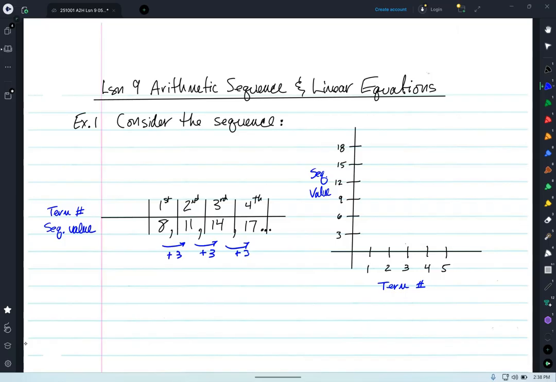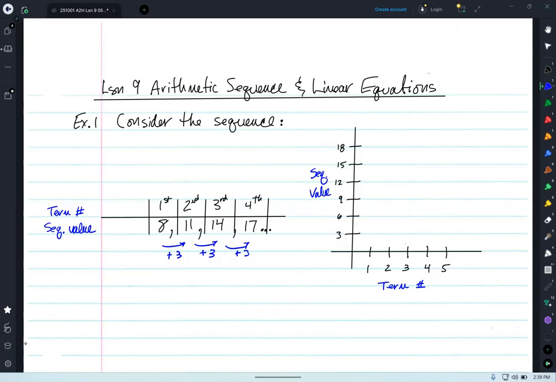Wait, but why are there only 5 if there's 6 sequence values? Well, there's really only 4 term numbers. Oh, you just added extra? I just happened to put an extra one on there. Maybe we'll see if we can figure it out if there's another one.